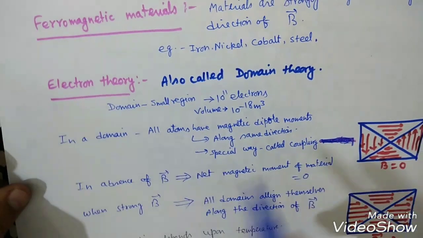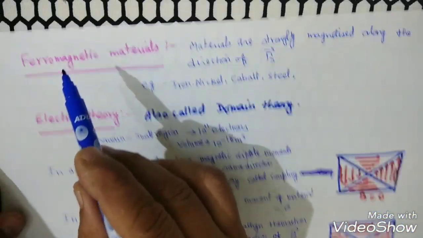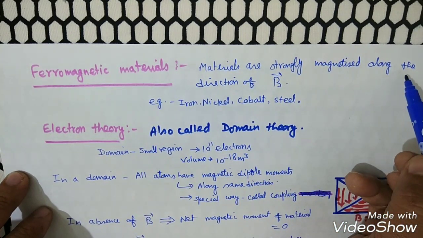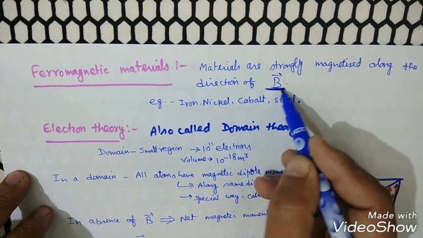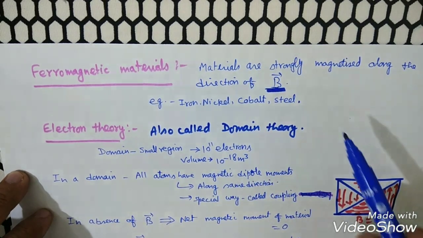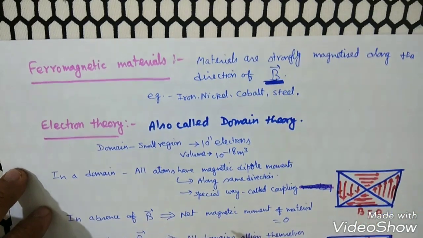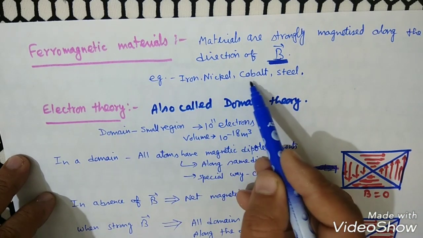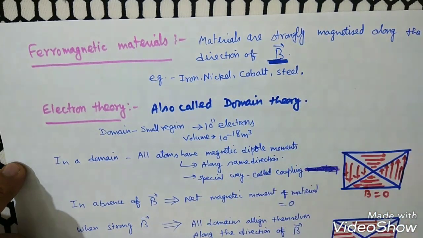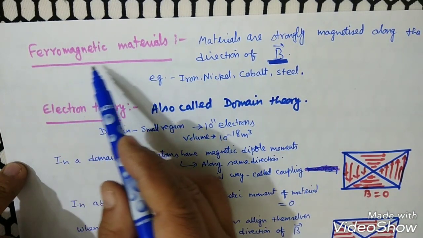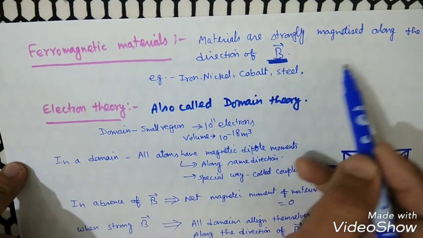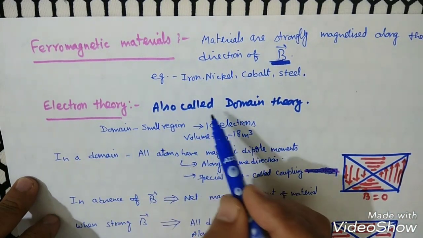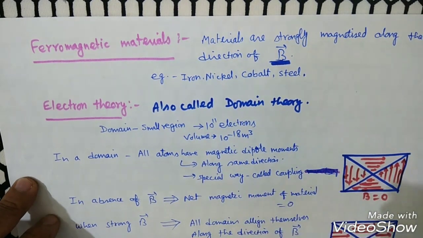Number second category comes that of ferromagnetic materials. Ferromagnetic materials are those materials which are strongly magnetized along the direction of the applied external magnetic field when placed in an external magnetic field. And what are the examples of ferromagnetic materials? These examples are iron, nickel, cobalt and steel. And the ferromagnetism of these materials can be understood on the basis of electron theory, which is also called domain theory. What is a domain?